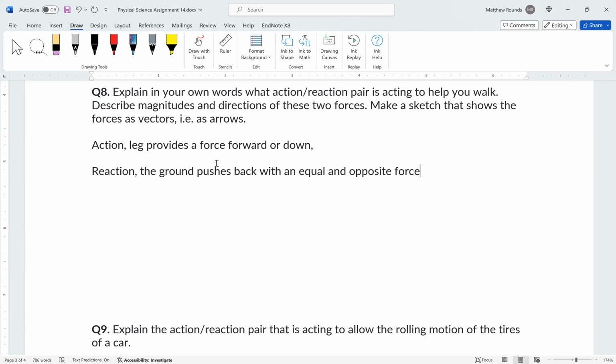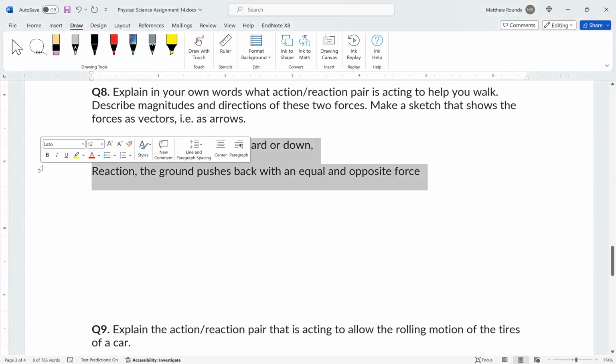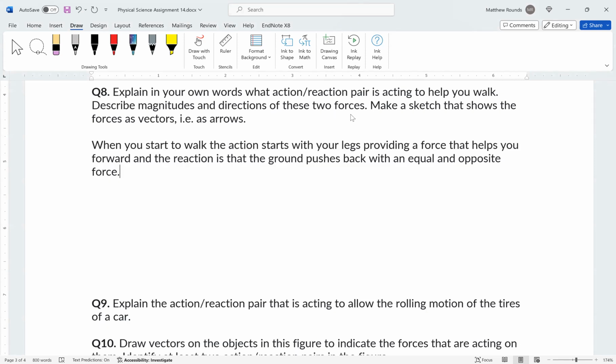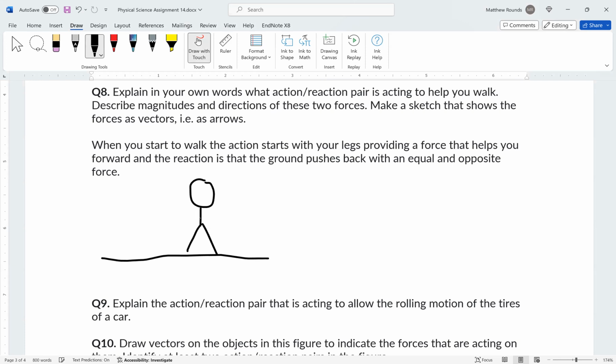Here's what I wrote. All right, let me take a look here. All right, I like that. Okay, so now let's talk about the sketch here. I'm going to hand draw a sketch. So there's the ground. There's you. And then your leg provides a force down, and then the ground provides a force back up.